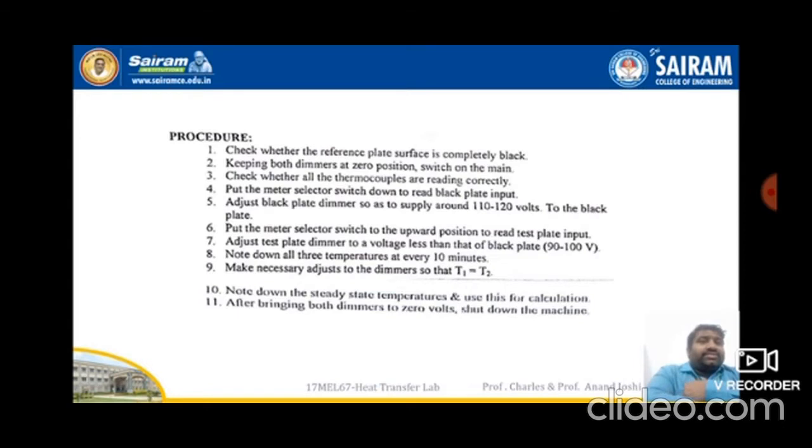The tenth one is note down the steady state thermocouple temperatures and use them for calculations. So once it reaches the steady state condition, those values you have to consider for the calculations. And after that, bring both dimmerstats to 0 volts and shut down the main line. This is how we are going to conduct the experiment.